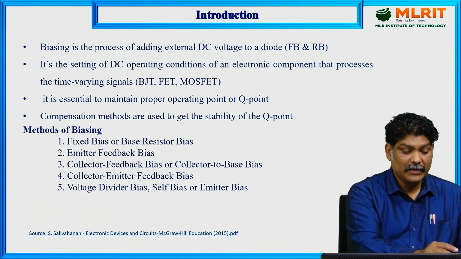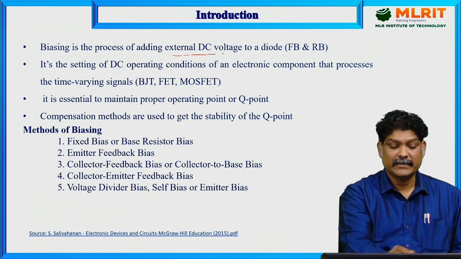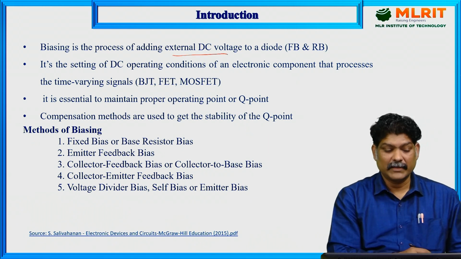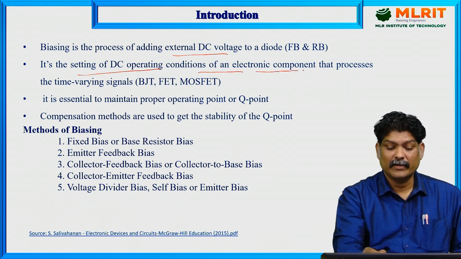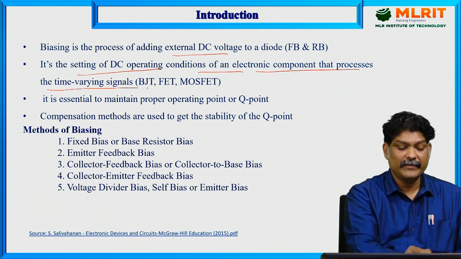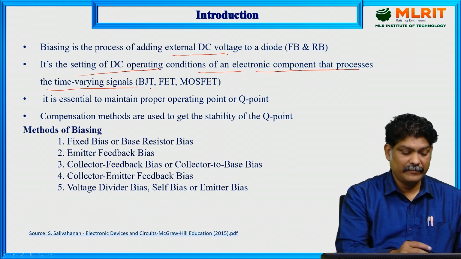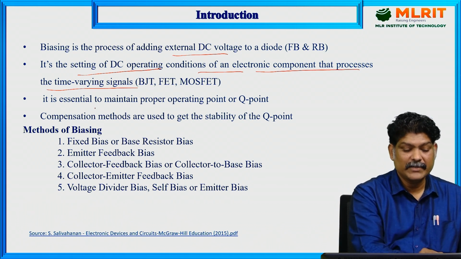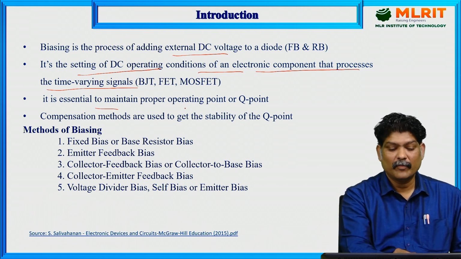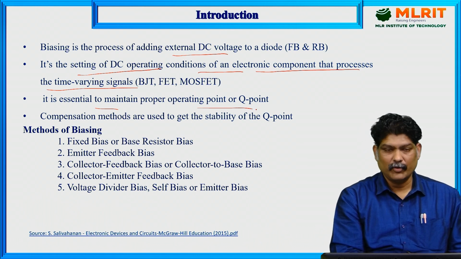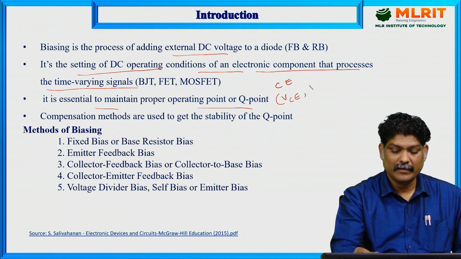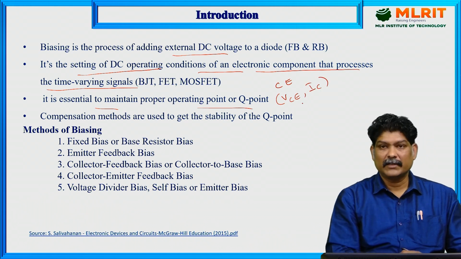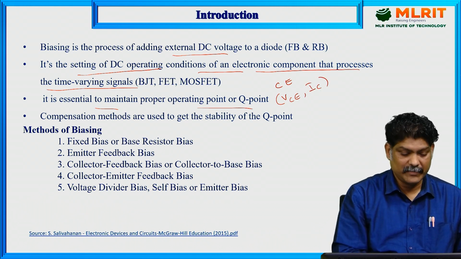Coming to the introduction, biasing is the process of adding external DC voltage to the diode, forward bias and reverse bias. It is the setting of DC operating conditions of an electronic component that processes time varying signals, for example BJT, FET, MOSFET. It is essential to maintain a proper operating point or Q point. Consider the CE configuration: you will have the Q point VCE comma IC. Collector to emitter voltage and collector current must be maintained properly.